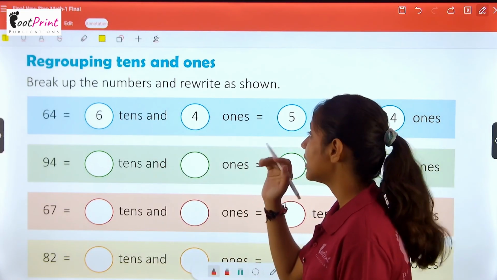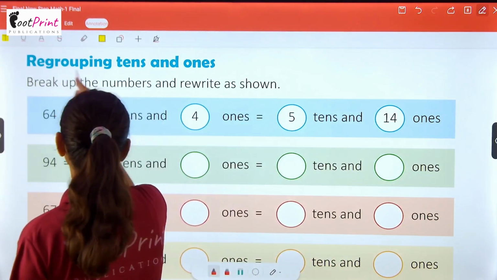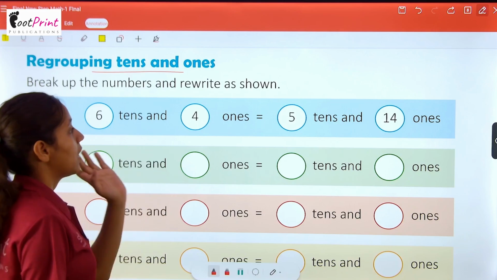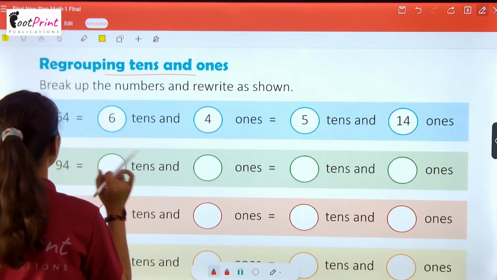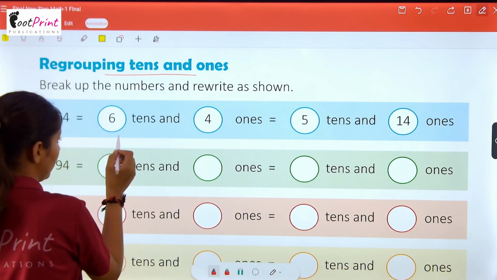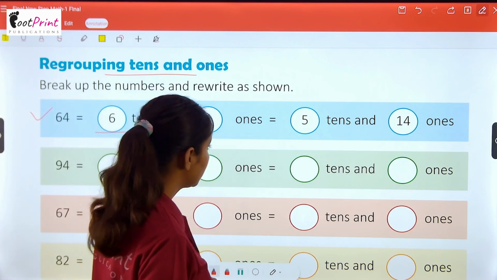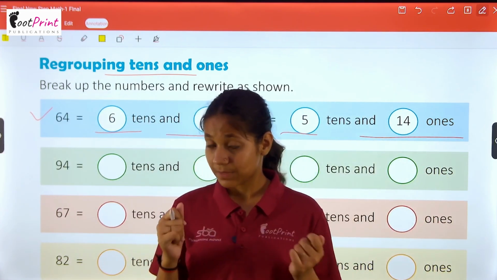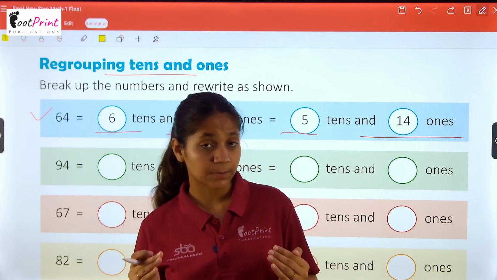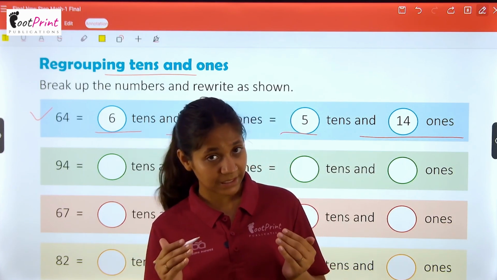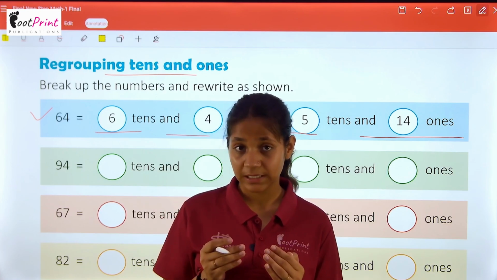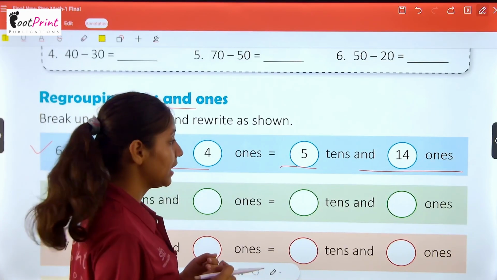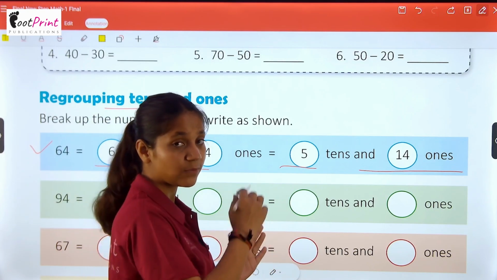Now regrouping tens and ones. Break up the number and rewrite as shown. So what we have to do here, we have to break the number and write the numbers. How? As done in the first question. 64 is 6 tens and 4 ones. That is 5 tens and 14 ones. See, what did we do? One time we did breaking of numbers, now we will do regrouping. That means we will take out 8 tens from the group of tens and then we will break it into ones and then we will add it to the ones.